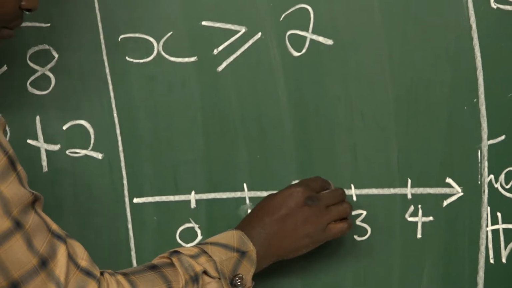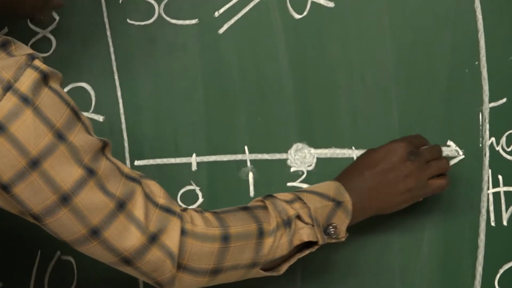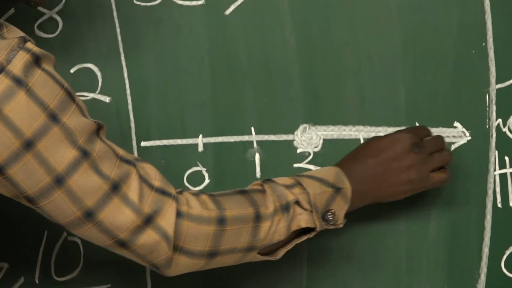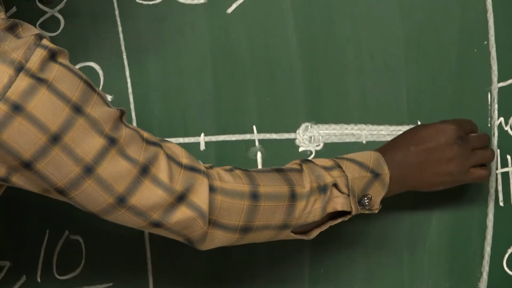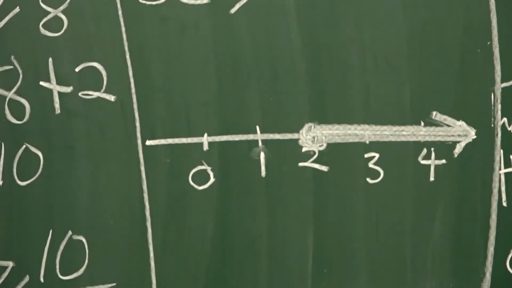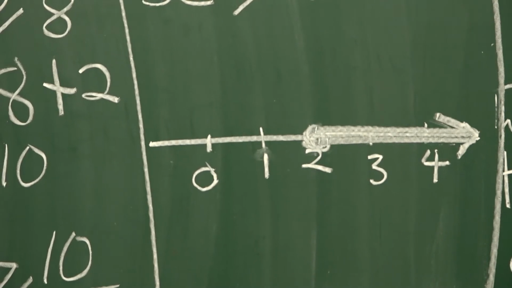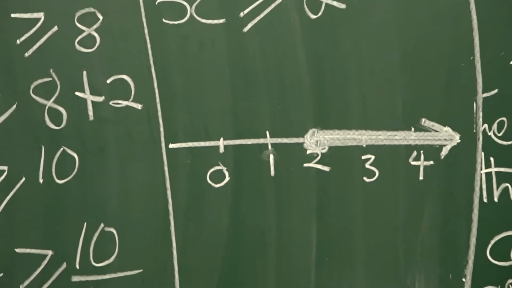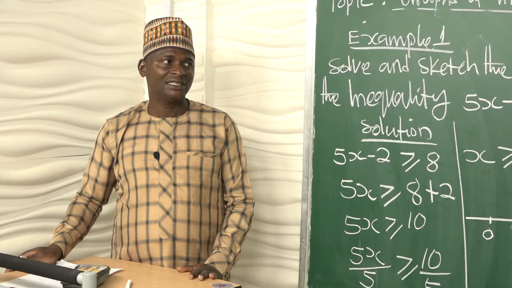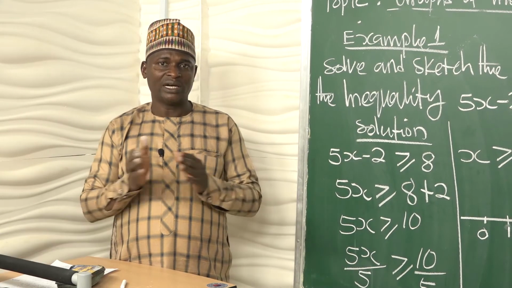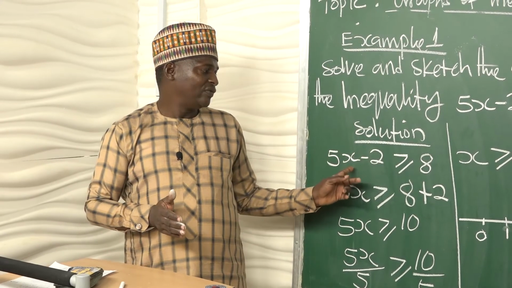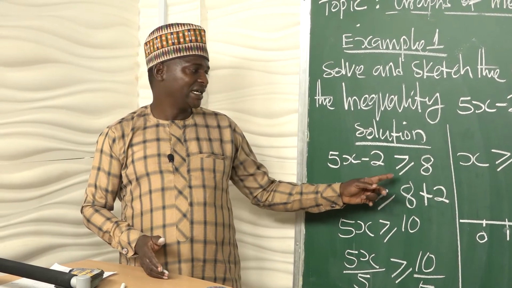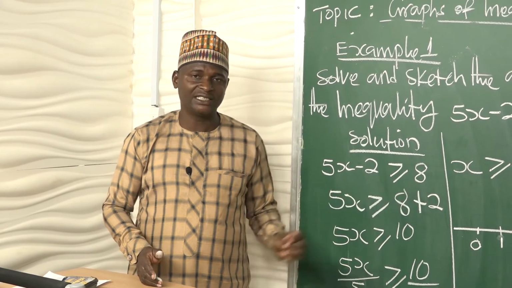Then you have your tick. So this is how to get the graph of the inequality. Our solution, we have solved 5x minus 2 greater than or equal to 8.